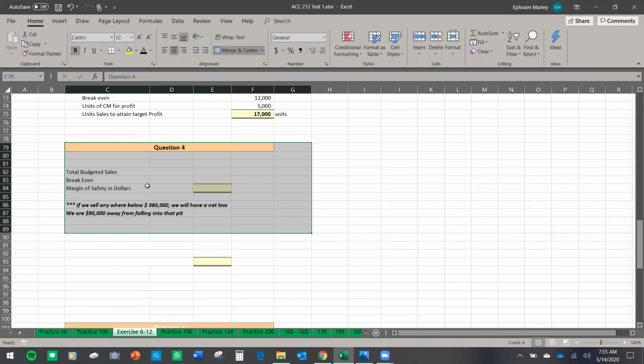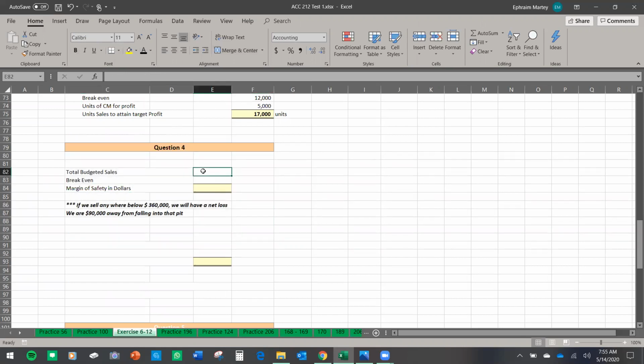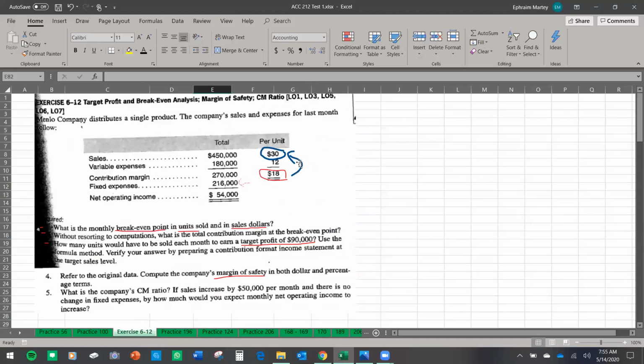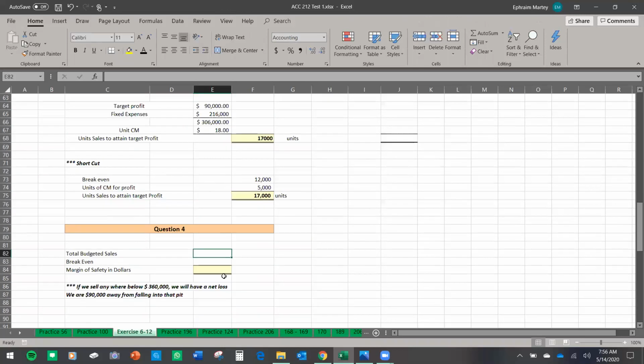So you need to find your target budgeted sales, then find your break-even point, and then subtract it. As I said, our break-even point is 360. If we sell anything below 360, we have a loss. So what is the targeted sale for this company? Oh, 450,000. That's right here. That's the total sales they want to sell.